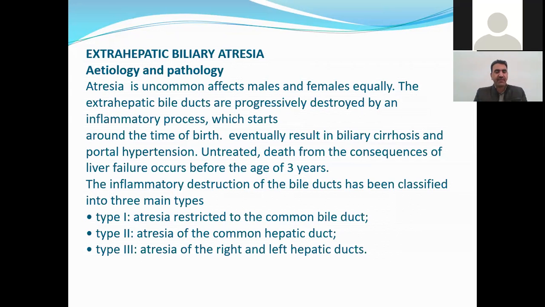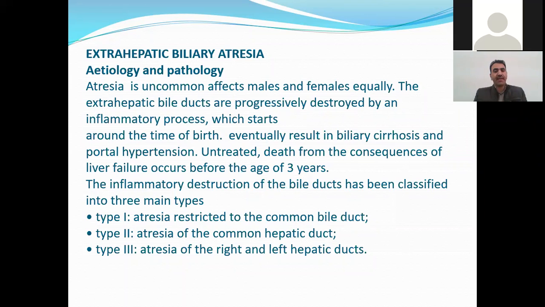In untreated cases, death from the consequences of liver failure and liver cirrhosis occurs before the age of 3 years. The inflammatory destruction of the bile duct has been classified into 3 main types: type 1, type 2, type 3. Type 1 is atresia restricted to the common bile duct, just the common bile duct. This can be corrected easily.